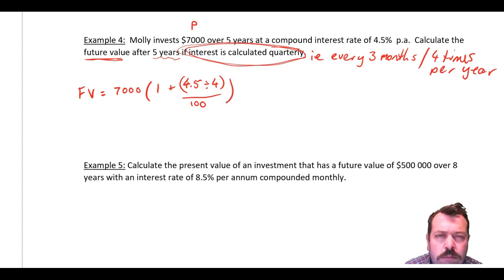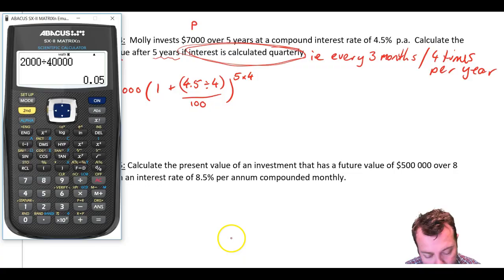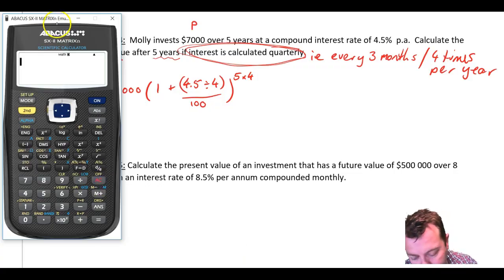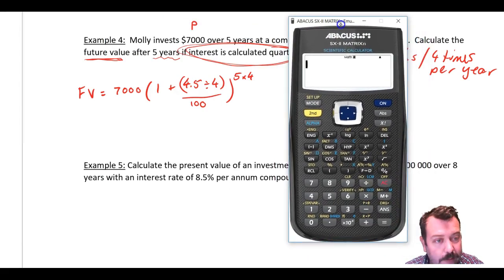Now again, it's compounding quarterly. So how many quarters are there in 5 years? Well, it's 5 times 4. So it's going to be raised to the power of 20, but we should, if we're careful, be able to type that expression into the calculator just as it appears. Let's have a go at doing that. Okay, I'll just drag this out of the road so we can see them both at the same time.